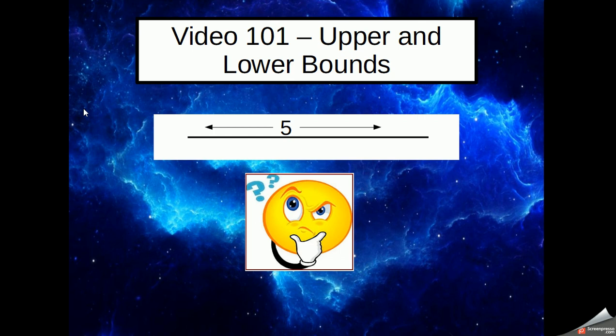So if we said that the number is 5 to the nearest unit, that means that we've rounded it up in the tenths column to the nearest unit. If we say that it's to the nearest 10, it means that we've rounded it up from the units column to get to the nearest 10. If we said that it's to the nearest tenth, then we've rounded it from the hundredths column, and so on.